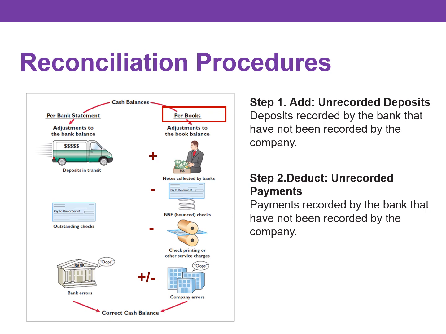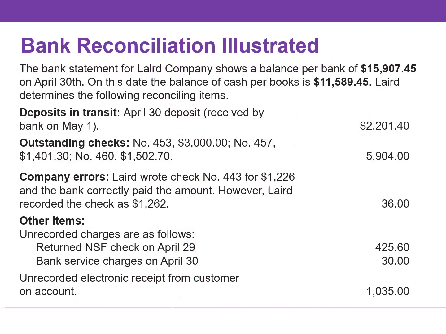Step 2 is to deduct unrecorded payments. Any unrecorded payment should be deducted from the balance per books. For example, if the bank statement shows a service charge or an NSF check, these amounts are deducted from the balance per books on the bank reconciliation. Step 3 is to either add or deduct any book errors. Only errors made by the company, not the bank, are included as a reconciling item in determining the adjusted cash balance per books.